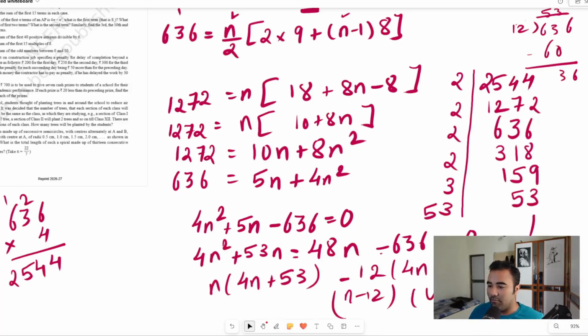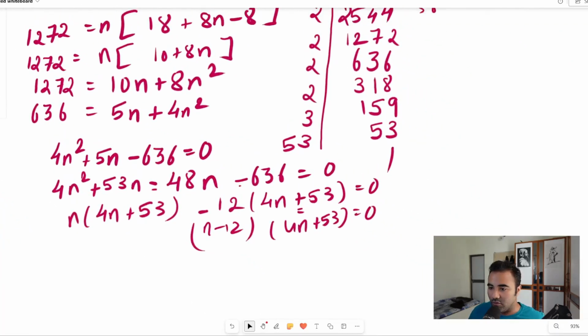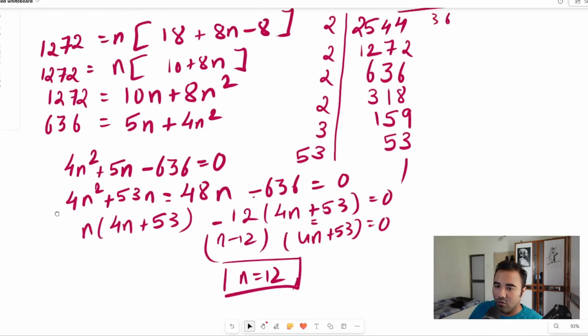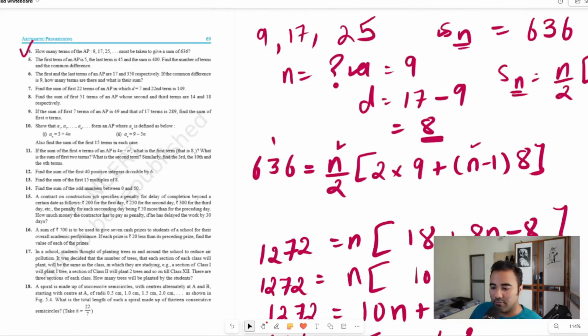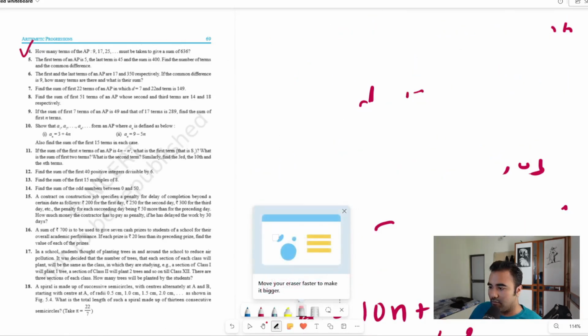Let me just adjust, now it should be visible. So n minus 12 is 0, obviously n is equal to 12. n cannot be minus 53 upon 4. So the number of terms is 12. I hope it is clear. Let us make some space.